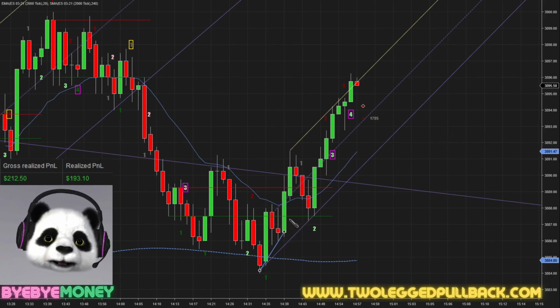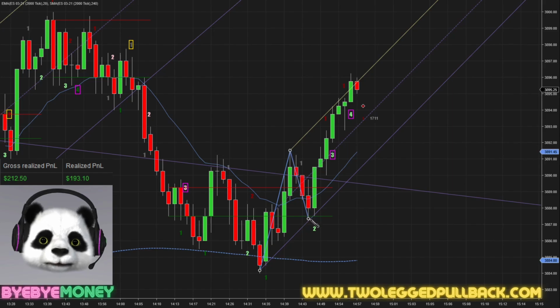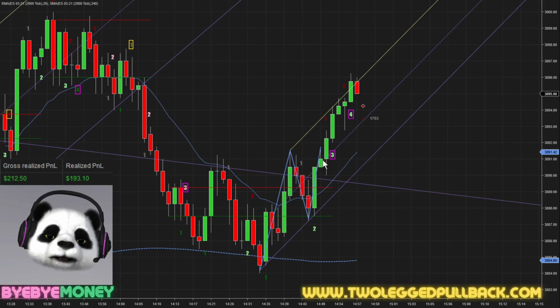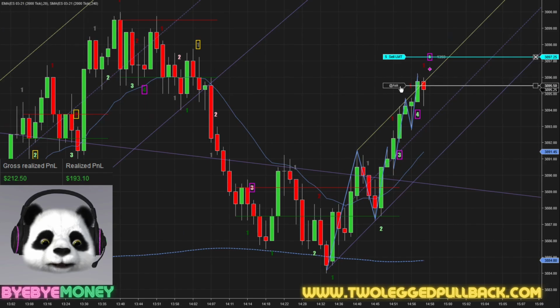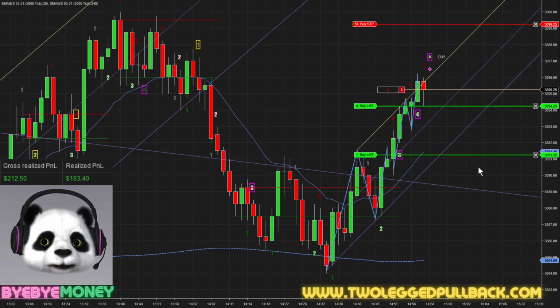H4 failure essentially is just two-legged pullbacks in a row. Here's one two-legged pullback. The second entry. That one fails, obviously. And then there's another two-legged pullback. This signal bar is pretty bad. I'm coming in with this retracement. Anywhere is honestly fine. Most likely we'll make a point here.